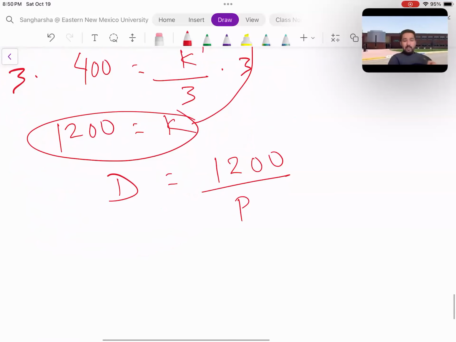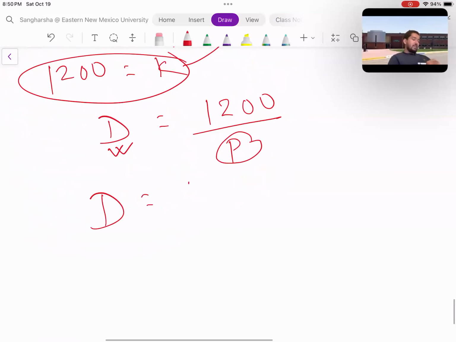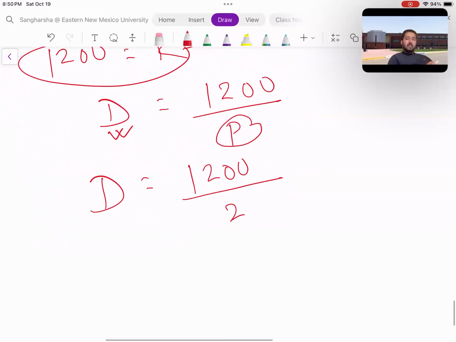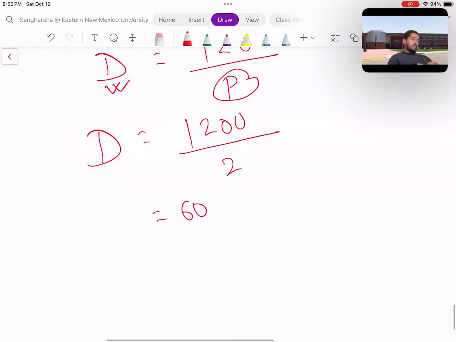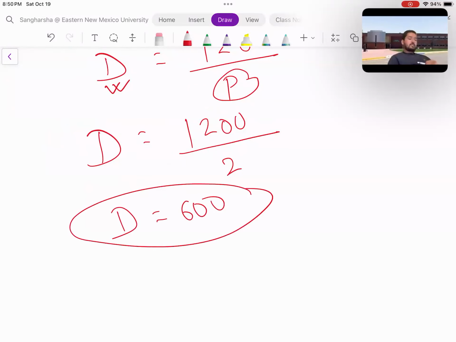The second question is how many units are demanded? It means you are finding demand. How many units are demanded at a price of 2? So when P is 2, what is the demand? That's the question. So demand is 1200 divided by P, where P is 2. And this is 600 units demanded.